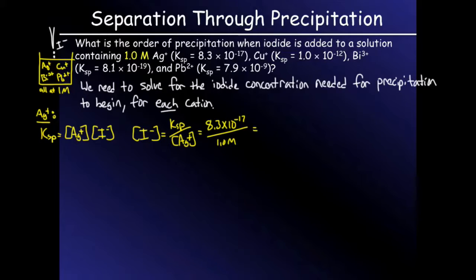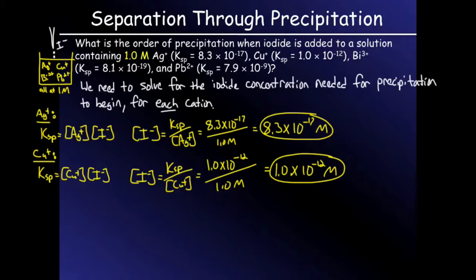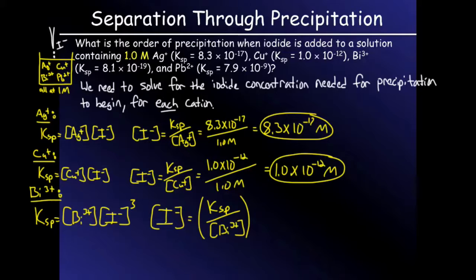In the case of silver, we have KSP being equal to silver concentration multiplied by iodide concentration, recognizing that the formula for silver iodide is just AgI. So the iodide concentration at which precipitation begins will be equal to KSP divided by the silver concentration, which is 1 molar. If we do the same thing for each of the other cations, we can determine the iodide concentration for each of them to begin to precipitate when saturation is reached.